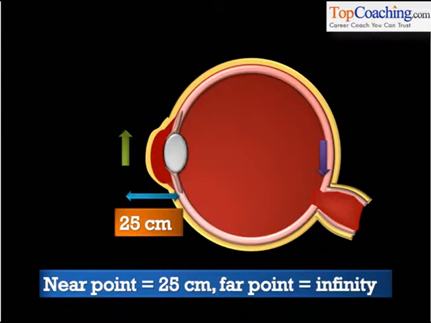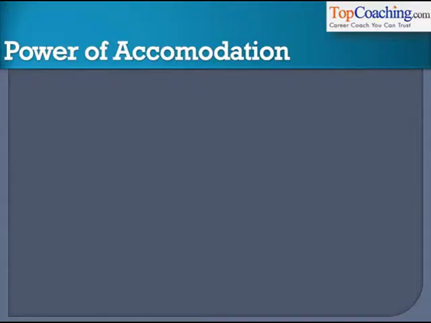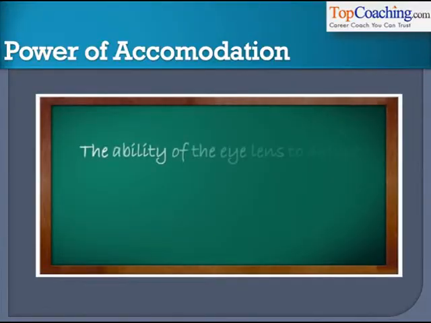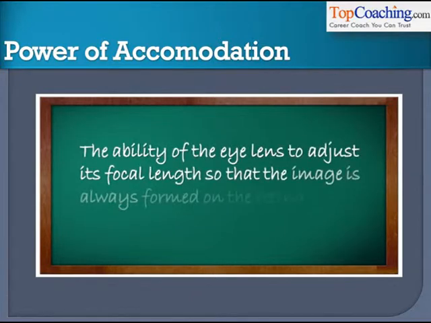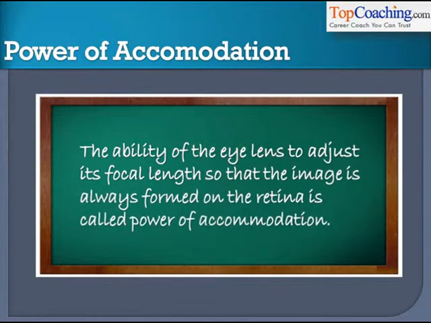The crux of what I have told you right now is that the focal length of the eye lens varies in such a way that the image is always formed at the retina. Now this behavior of the eye lens, the ability of the eye lens to adjust its focal length so that the image is always formed on the retina, is called power of accommodation. So if anyone asks you what is the power of accommodation of the eye, you can say that it is the ability of the eye lens to change its focal length in such a way that the image is always formed on the retina. Understood? There you go.